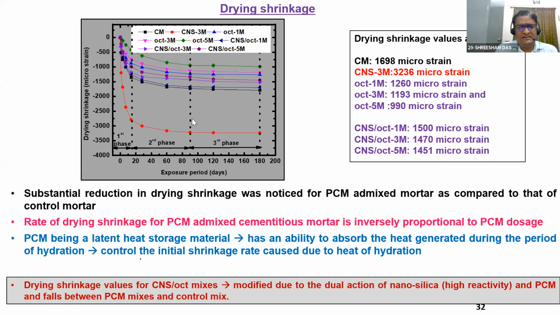Now you can see the red one, that is CNS, giving me the maximum strain because it has 3% of nanosilica. As I was telling you, the moment you add nanoparticles, it gives the maximum shrinkage. Similarly, you can see the green one, which is 5% N octadecane, giving me the lowest shrinkage, because I am adding phase change material that is going to absorb the heat available within the cement system.